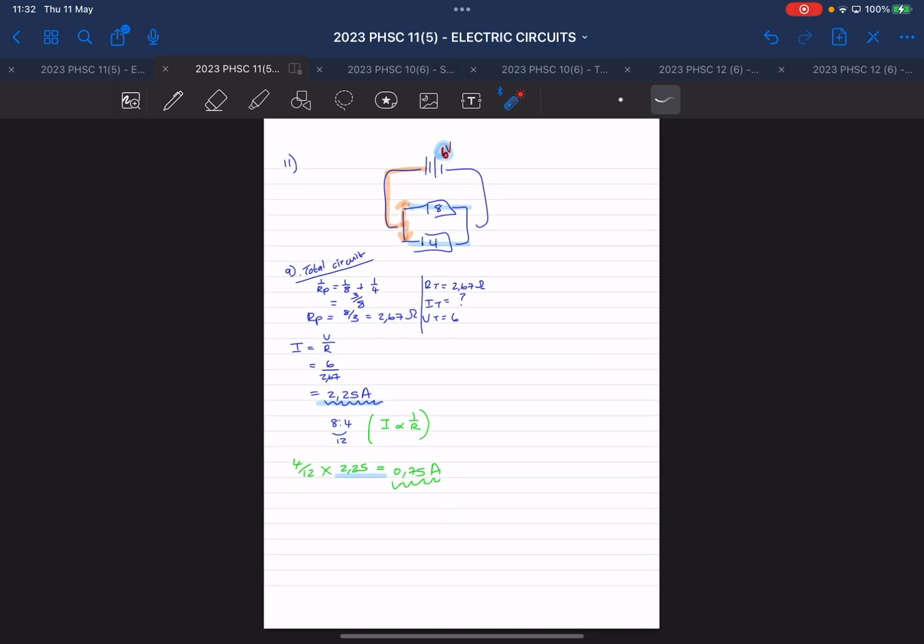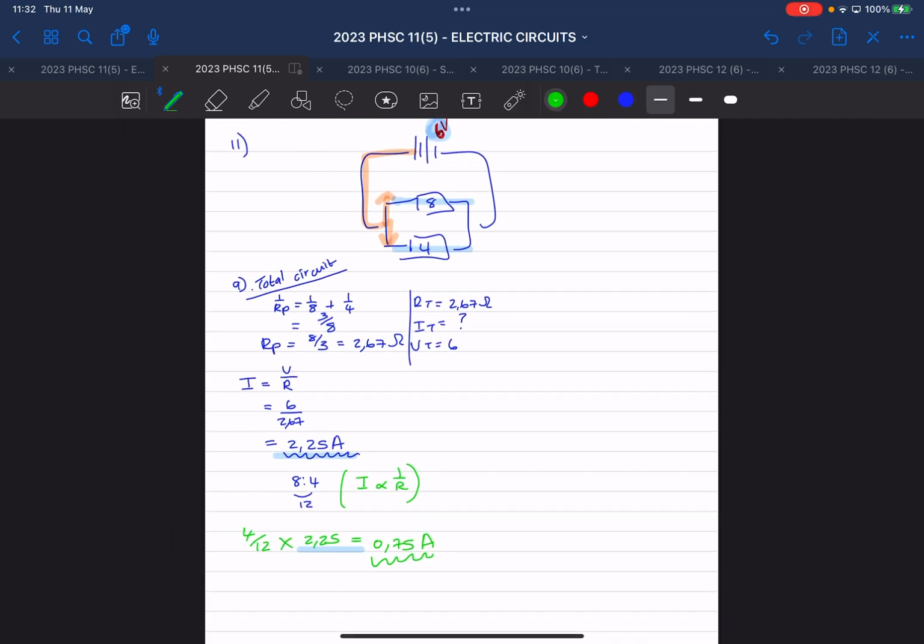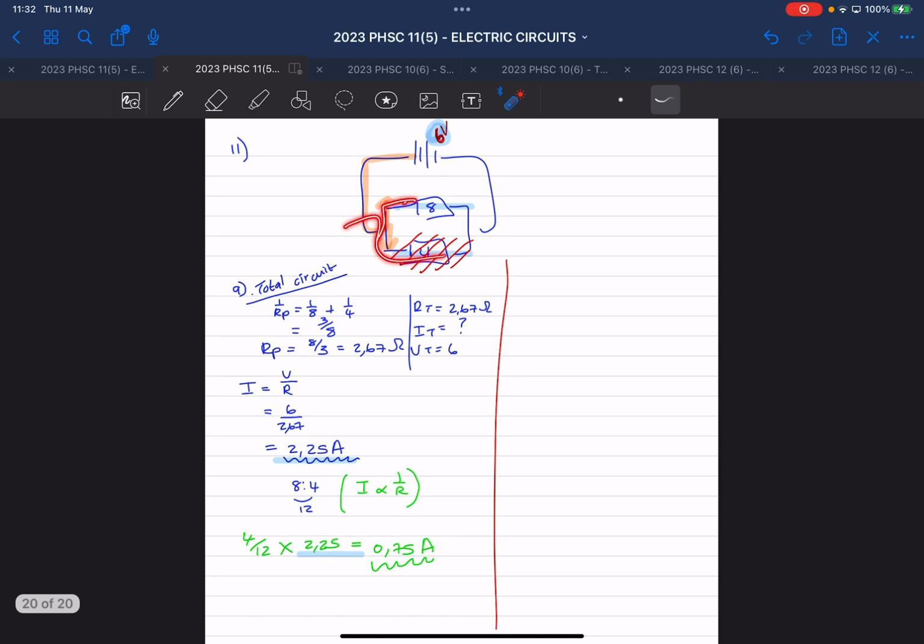Alright, so then they tell us that the 4 ohm resistor burns out. So now our whole circuit changes. Now we do not have a parallel circuit anymore. Now we only have a series circuit. So now the total resistance is just 8. This is now B. The total volts is 6. We want the current. So current is volts over resistance, and that is 6 divided by 8, and you get 0.75 amperes.